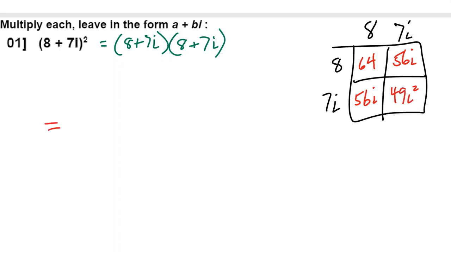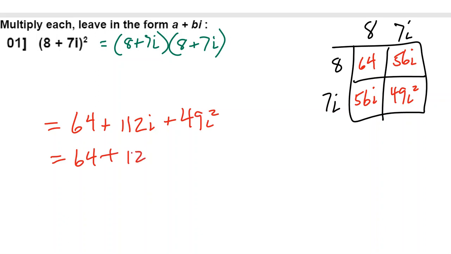All right, so we got equals 64 plus 112i plus 49i squared, which means that this is like 64 plus that minus 49. 64 minus 49 is 15. And bada boom, bada bing.